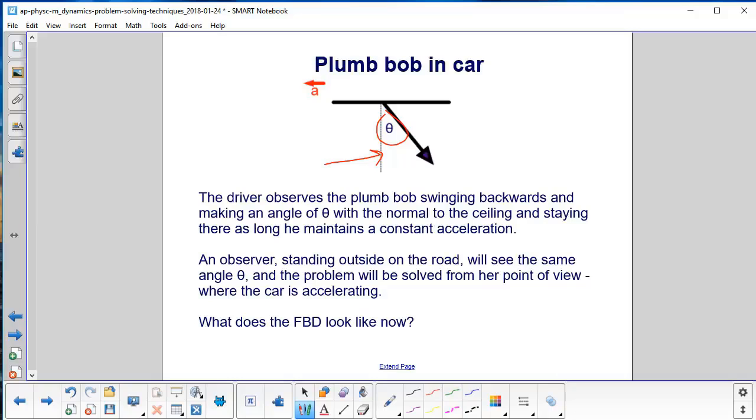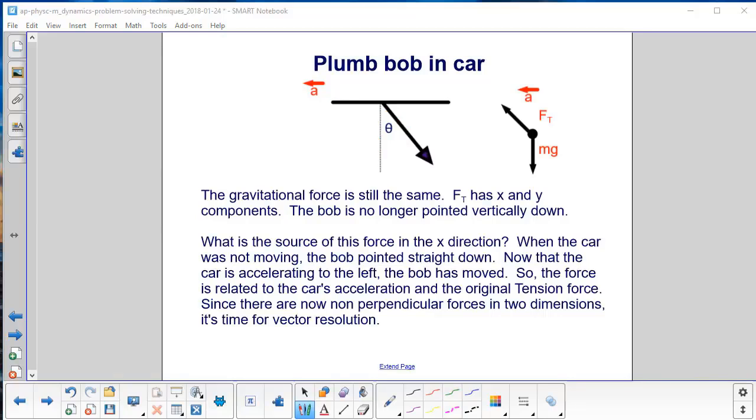What does the free body diagram look like now? The gravitational force is still the same, right? Still pointing down. But tension now has x and y components. The bob is no longer pointed vertically down. Here's the tension. You can see it's going right up the string.